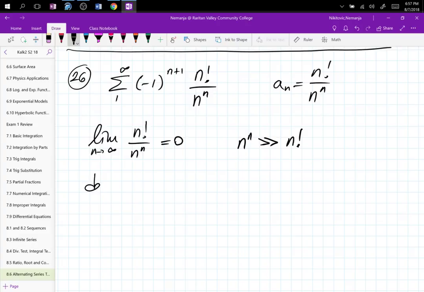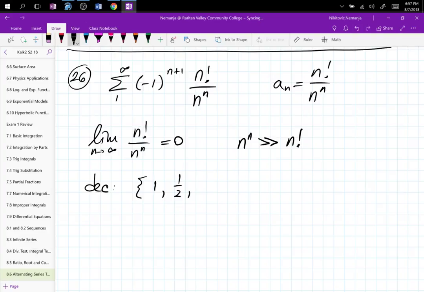Now, is it decreasing? The answer to that is yes, because the function in the denominator is again much faster rising. But you can write out the sequence. When you start at n equals 1, 1 factorial is 1, so you have 1 over 1, so the first term is 1. The second term is 2 factorial over 2 squared, which is 2 over 4, or 1/2.